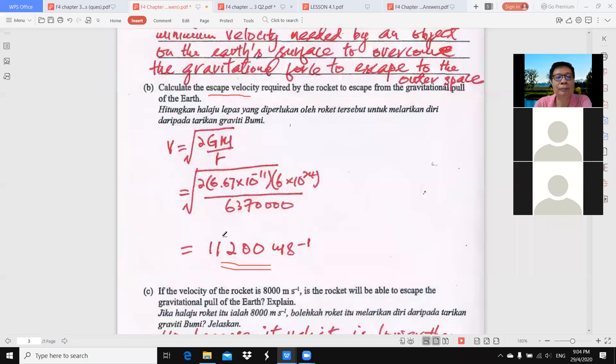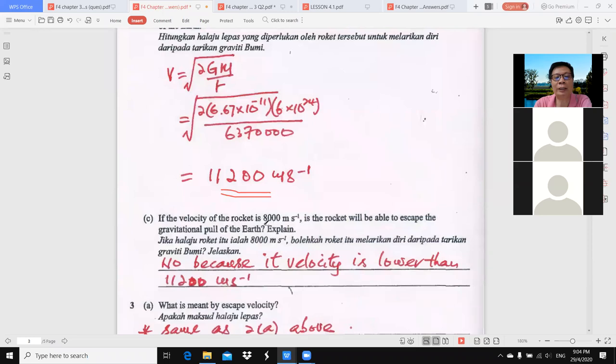Okay, now see, if the velocity of the rocket is only 8,000, definitely cannot run away, because you need minimum 11,200, right? Now you only have 8,000, so the rocket will be able to escape or not? Explain, the answer is no, cannot escape, because its velocity is lower than 11,200. The velocity 8,000 is smaller than the minimum required velocity to run away from the Earth. Can you understand?